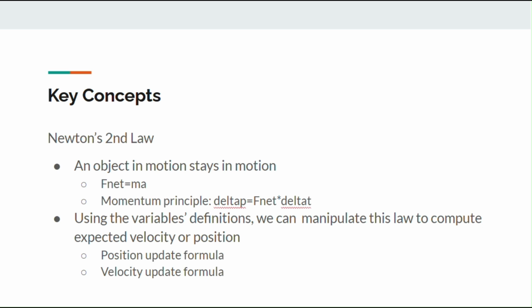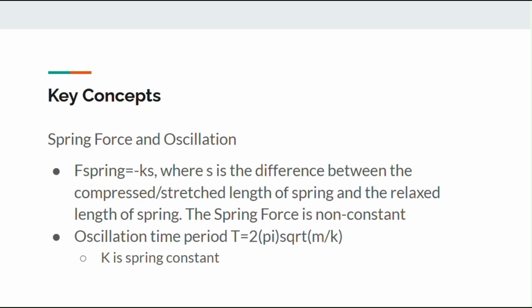Some key concepts are Newton's second law, which states that an object in motion will stay in motion, and the formula is net force equals mass times acceleration, which then we can derive the momentum principle. Delta momentum is equal to the net force times the change in time. Using the variable definitions, we can manipulate this law to compute expected velocity or position, like with the position update formula and velocity update formula.